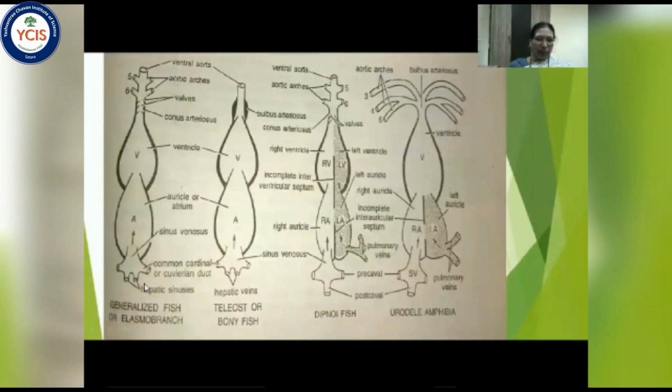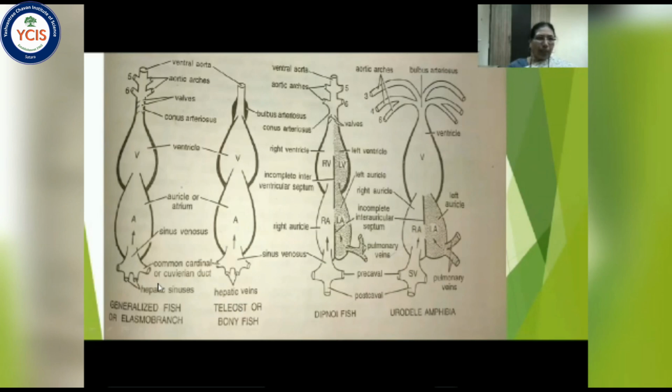Then a comparison between the fish, bony fish, dipnoi fish and amphibia. In the elasmobranch, for example Scoliodon, the sinus venosus is formed by the common cardinal and two hepatic sinuses. This sinus venosus opens into the auricle by the sino-auricular aperture. The auricle opens into the ventricle by the auriculoventricular aperture, consisting of a valve called the auriculoventricular valve. The ventricle is muscular. It opens into the conus arteriosus, and this conus arteriosus consists of valves called semilunar valves. It opens into the ventral aorta.